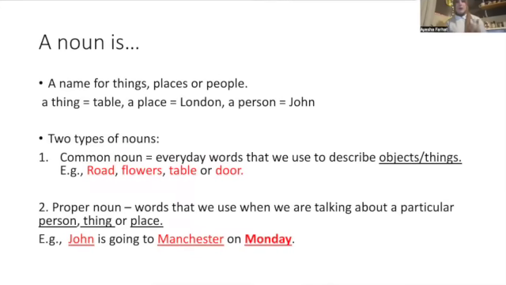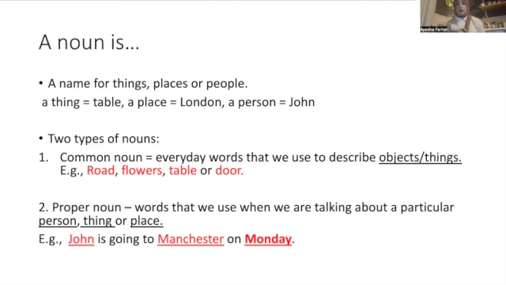A noun is a name for things, places, or people. So for example, a thing would be a table. A thing is something that is not living. It's a non-living object. So it would be a table. A place could be London or the shopping centre, things like that. A person could be John, a person's name, John, Sarah, something like that.